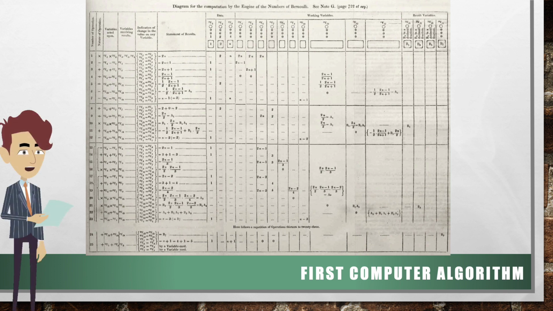We can see in this picture the first computer algorithm, which was obviously created by Lovelace. It was taken from her notes, which are considered a mathematical treasure. And by the way, the full name of Ada Lovelace is Augusta Ada King, Countess of Lovelace.